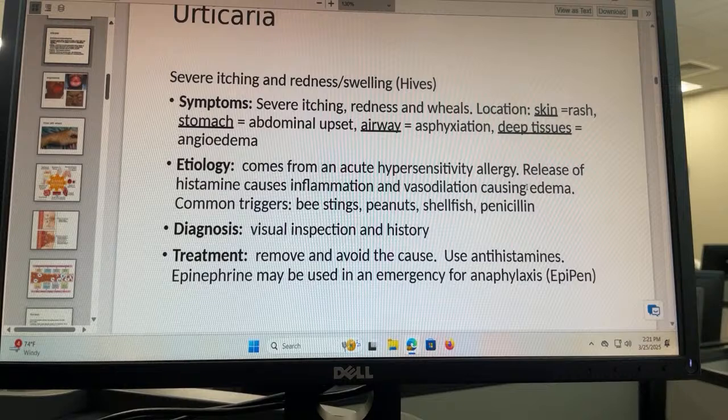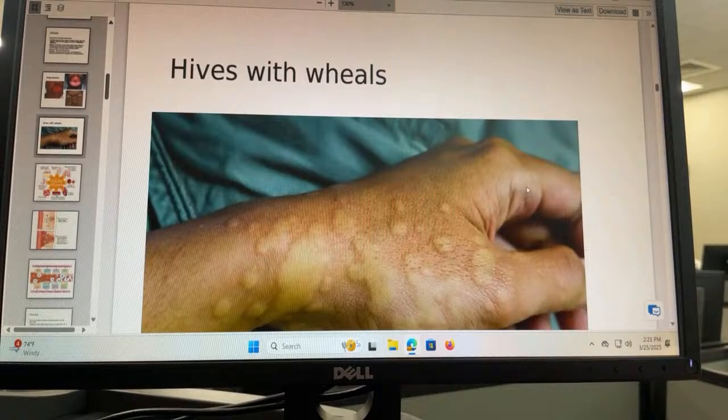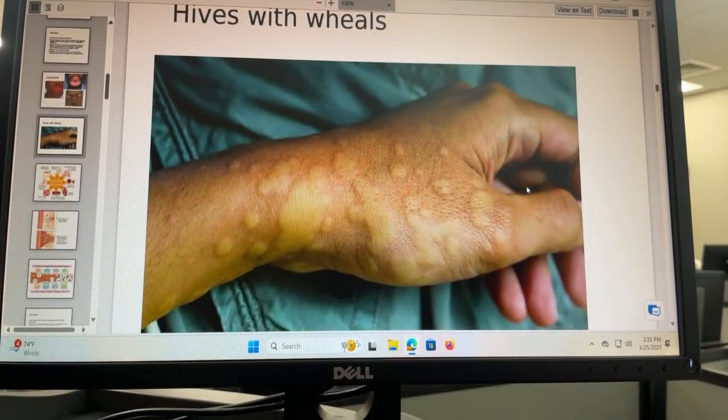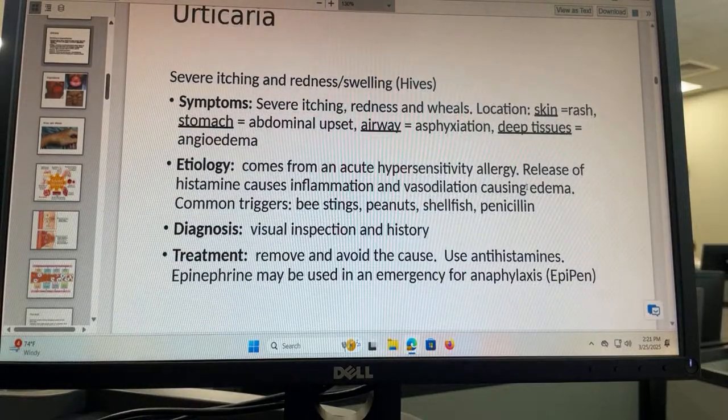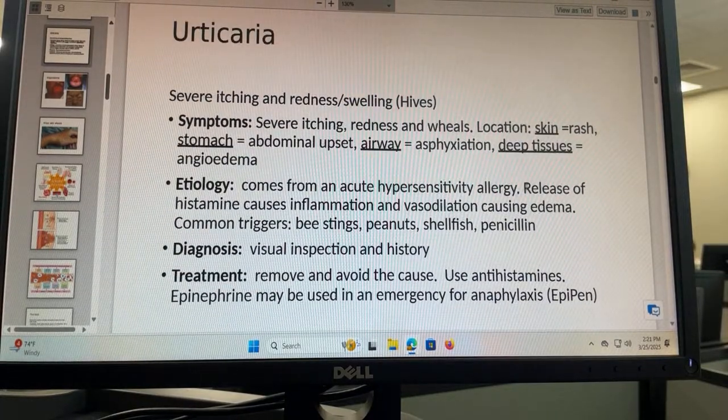Diagnostics is, again, just looking at it. You can tell by looking if they're having angioedema or if they're having this typical rash with the wheals on it. Treatment is really just to try and avoid the triggers as much as possible. So if you know you have a bee sting allergy, avoid that as much as you can. If you do happen to start developing hives, treat it as quickly as possible.